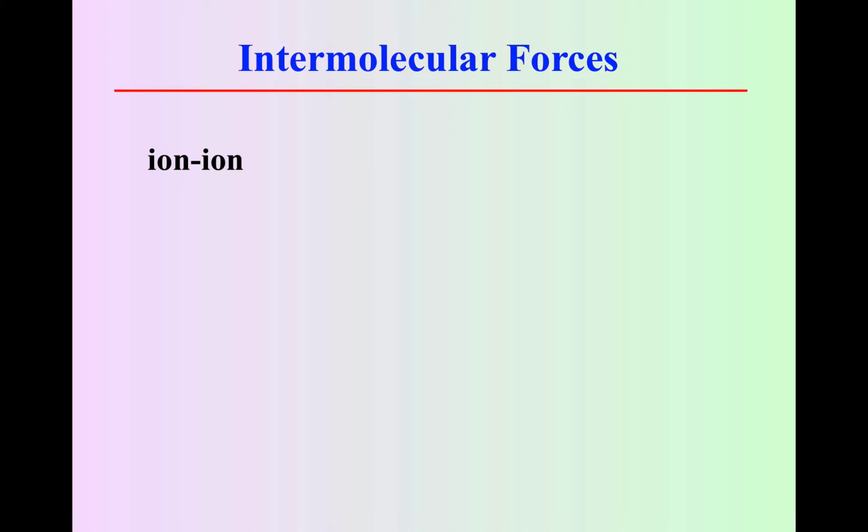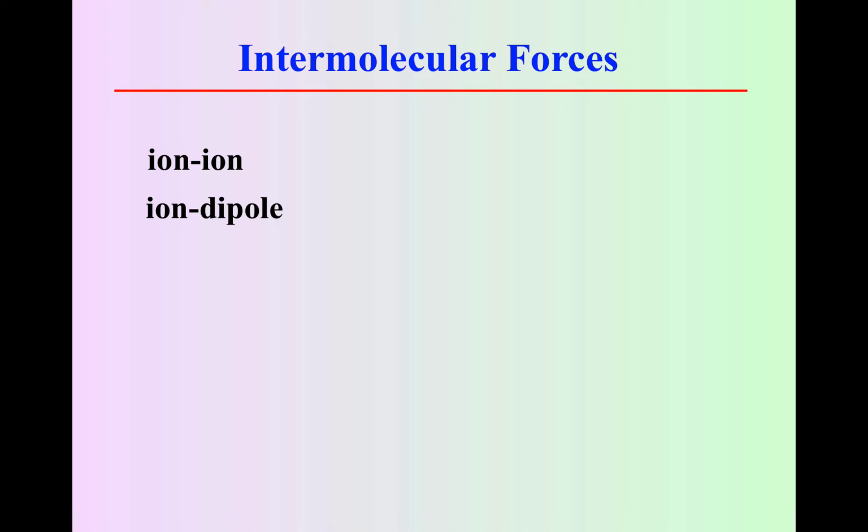If you're an ionic compound, you've got a cation and an anion. You've got what's called an ion-ion attraction between the particles in the solid. That's what holds ionic compounds together. And as we know, ionic compounds are very hard to melt. You'd have to get salt up to something like 2,000 degrees Celsius to melt it. So these are strong attractions.